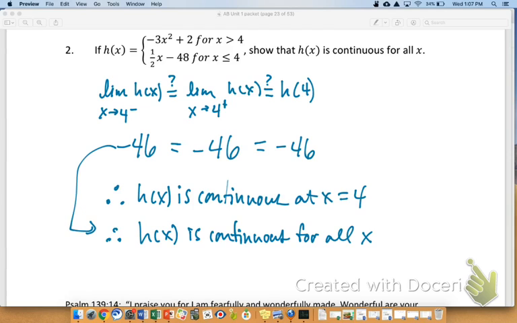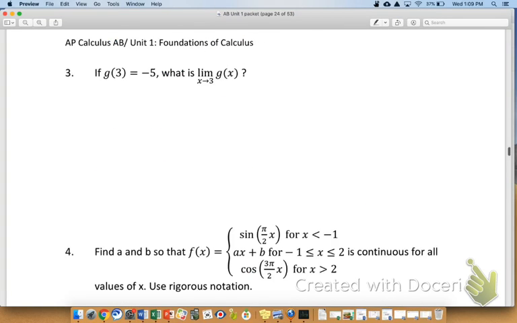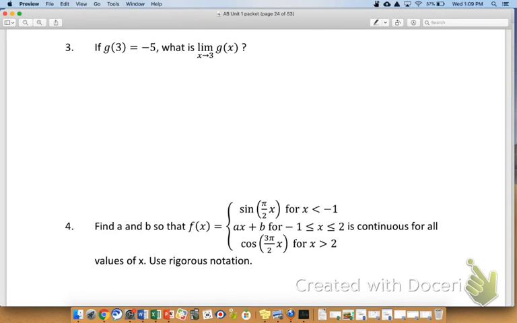That's the goal. All right, so let's move on to 3. Hope this is all making sense to you. So number 3, very obviously, very simple-looking question. Who knows how tough it'll be for you? If g of 3 equals negative 5, what is the limit as x approaches 3 of g of x?